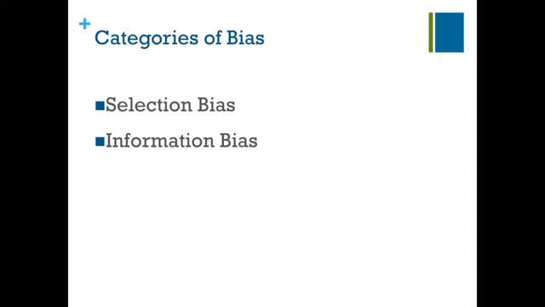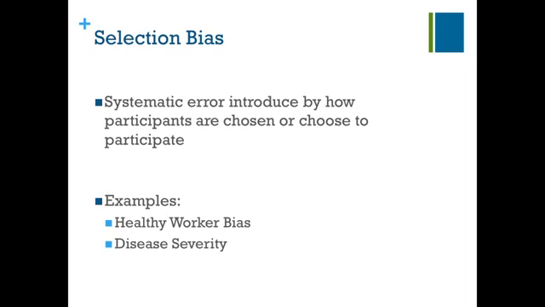In epidemiology, bias is divided up into two broad categories: selection bias and information bias. A selection bias is a systematic error in data introduced by how participants are chosen or choose to participate. A common example of this is the so-called healthy worker bias. When comparing a working population to the general population, the working population will always show better health indices. This is because in order to be a typical working person, you must not be ill or severely disabled. Entry into the worker group is restricted based on ability to work, causing a selection bias.